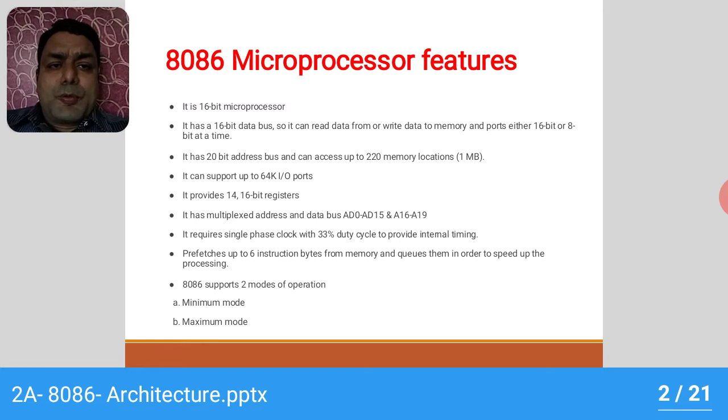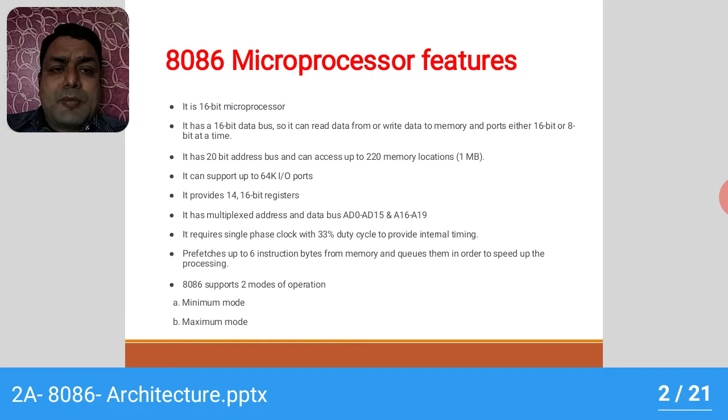It can support up to 64K I/O ports. It provides 14 16-bit registers. It has a multiplexed address and data bus. It requires a single phase clock with 33% duty cycle to provide internal timing. It prefetches up to 6 instruction bytes from memory and queues them in order to speed up the processing. That means we can have 6 instruction bytes from the memory. That is the advantage of the 8086 microprocessor.